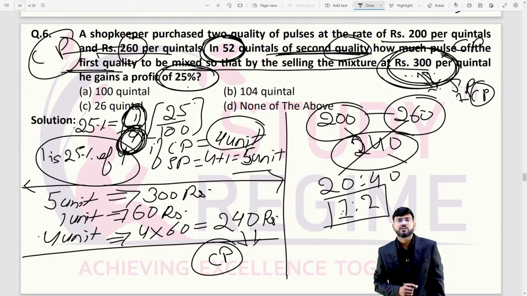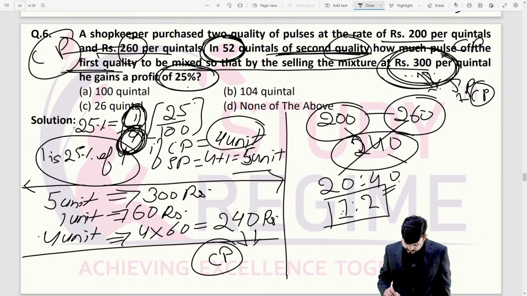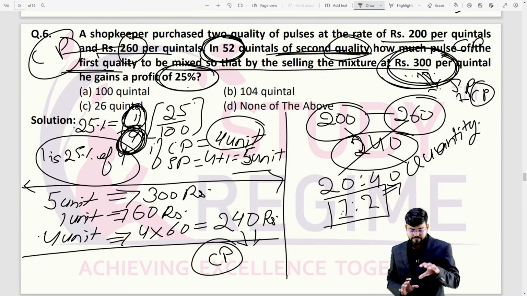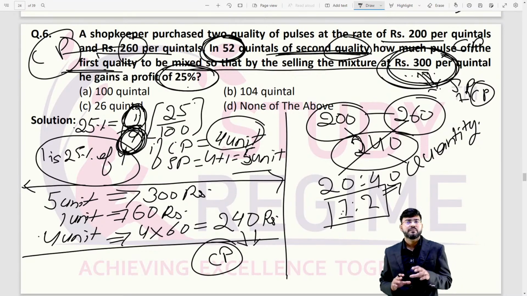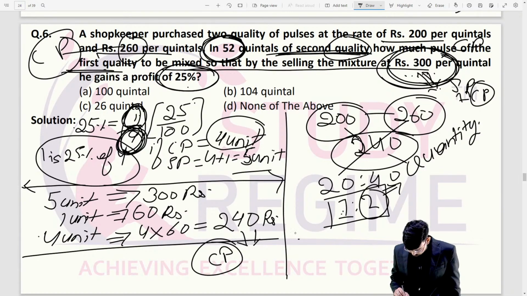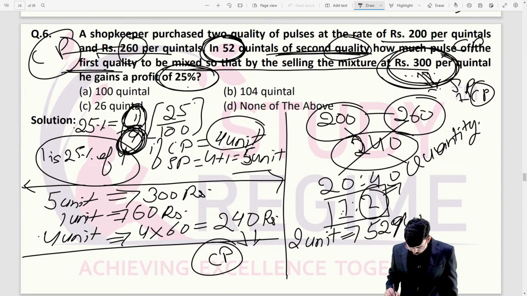Again, what does this ratio come of? When cost price is given, it is a quantity. But here in the question it is given that there are 52 quintals of the second quality. That is this one. 2 units represent 52 quintals. So 1 unit will represent how much?